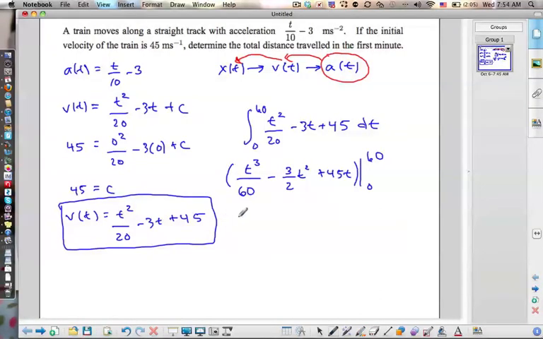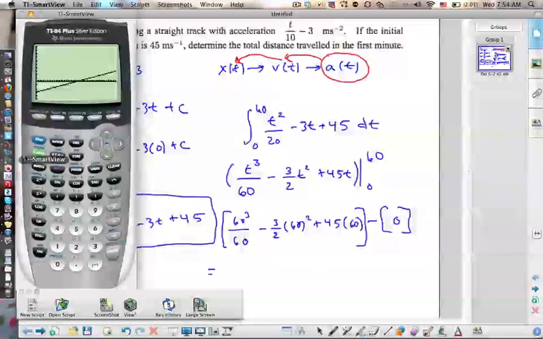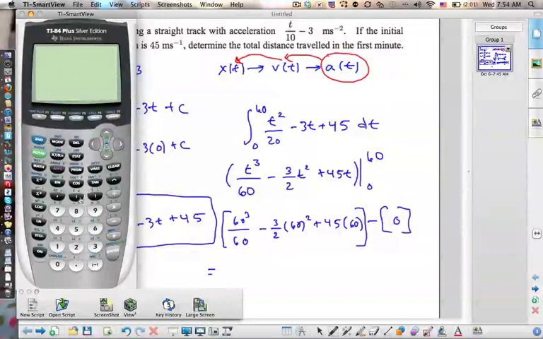So if I plug in 60, I get 60 cubed over 60 minus 3 over 2 times 60 squared plus 45 times 60. And if I plug in 0, the whole thing is 0. But let's just put it there, to make sure we always do it. Okay, let's just plug this into the calculator and find out what this is.